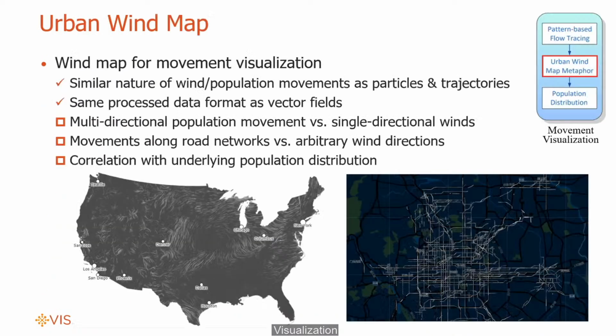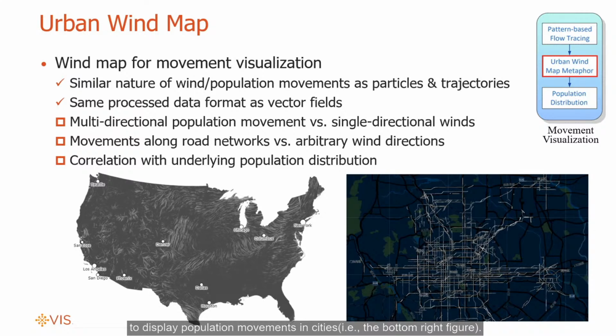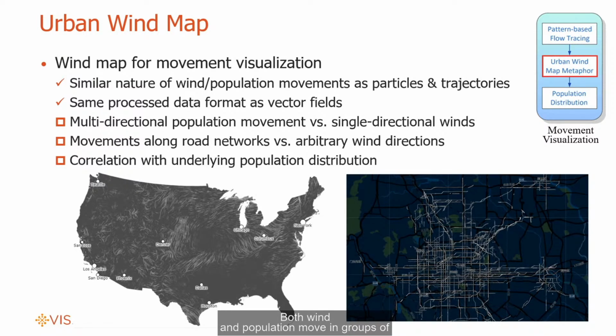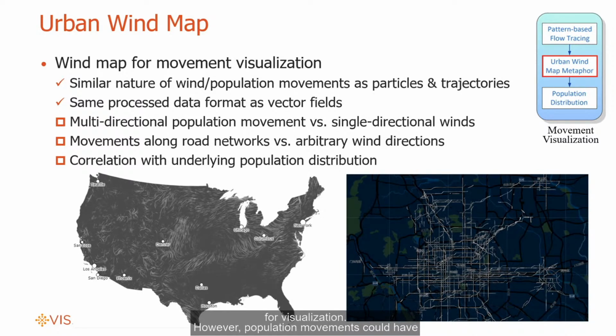Visualization. We studied the possibility to apply the wind map, that is the bottom left figure, to display population movements in cities, that is the bottom right figure. Both wind and population move in groups of particles in the form of trajectories. Both are processed into a vector field for visualization.